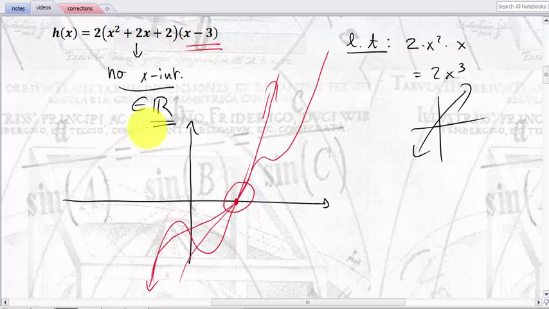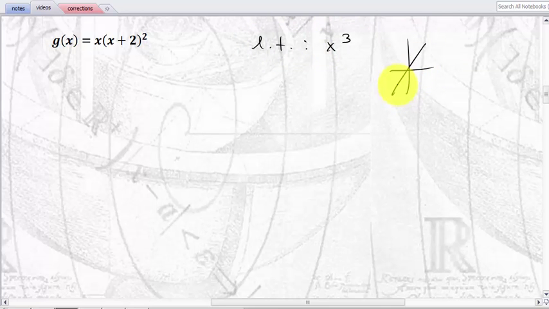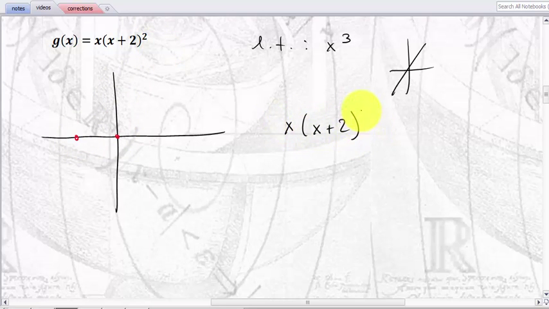Let's look now at the third kind of equation. Here we go. We got again a degree 3 polynomial. The leading term here again is an x cubed, so it behaves like a line going up. Now let's think about it for a second. We have two zeros. One is at 0 and the other one is at -2. But now let's think of a sign chart. Suppose you wanted to solve the inequality x times (x plus 2) squared greater than or equal to 0. How would you solve this inequality?